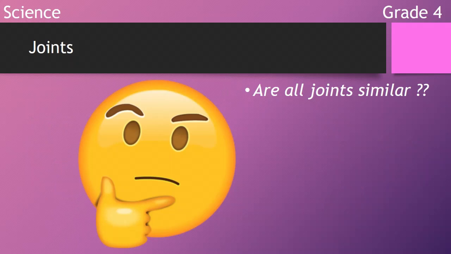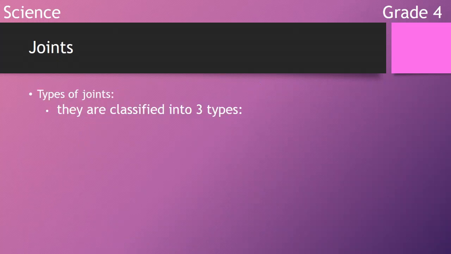Now, if we ask ourselves, are all joints similar? We saw in the last videos that we have different types of bones: long, short, and flat bones. So the joints also should be categorized into different types. What types of joints do we have? In fact, joints are classified into three types.